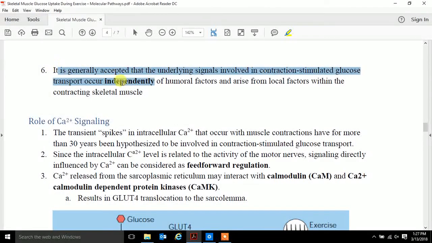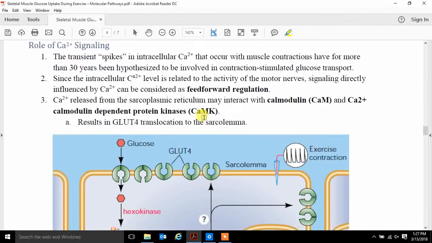Currently, it is generally accepted that the underlying signals involved in contraction-stimulated glucose transport arise independently of humoral factors, and arise from local factors within the skeletal muscle. So there's nothing in the blood; the hormonal response to exercise does not appear to be the primary thing driving glucose uptake in response to muscle contraction. It's something within the muscle. That means there's some signaling occurring within the skeletal muscle cell that's telling these pools of GLUT4 transporters to work their way to the plasma membrane.